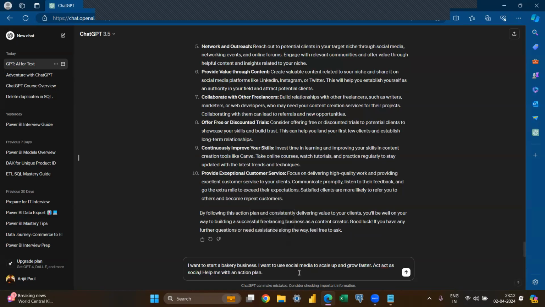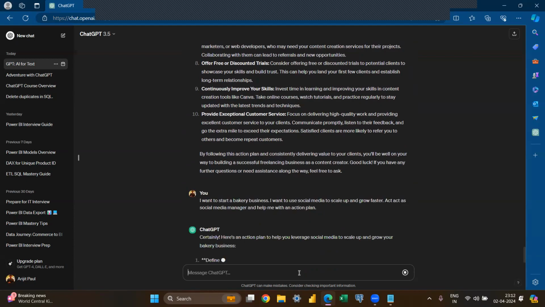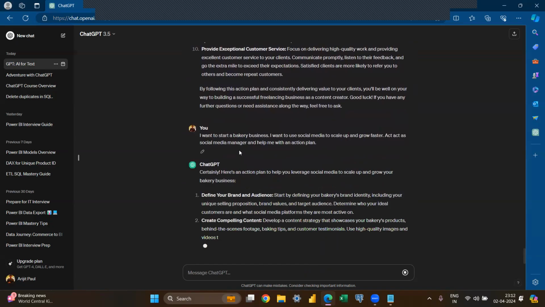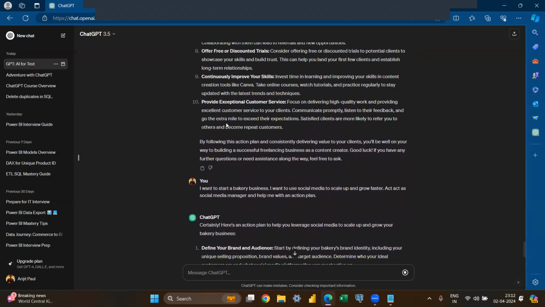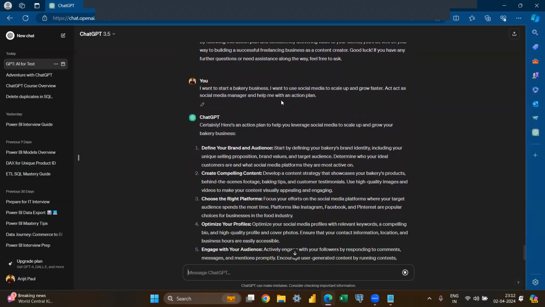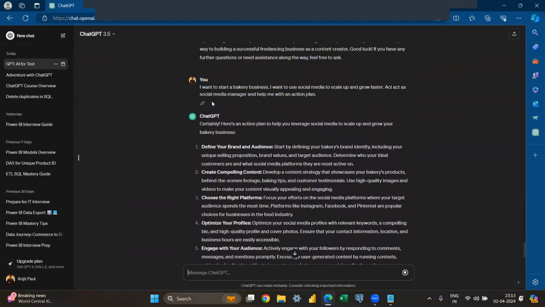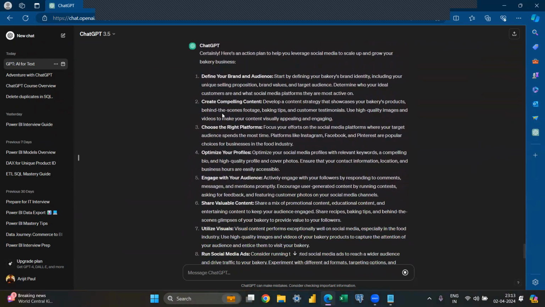Act as a social media manager. Now we are essentially telling ChatGPT to act as a manager. Definitely, if we mention this, it will act as a social media manager. If we mention social media expert, it will help as a social media expert. So definitely, it will contain more managerial points. And if it comes to the social media expert point, then it will have points from a technical perspective.